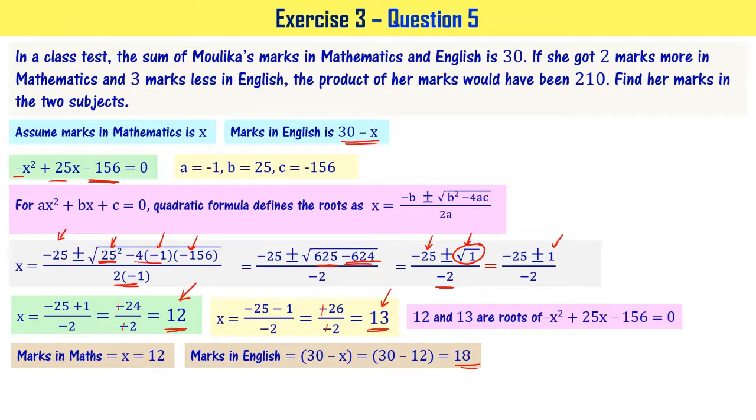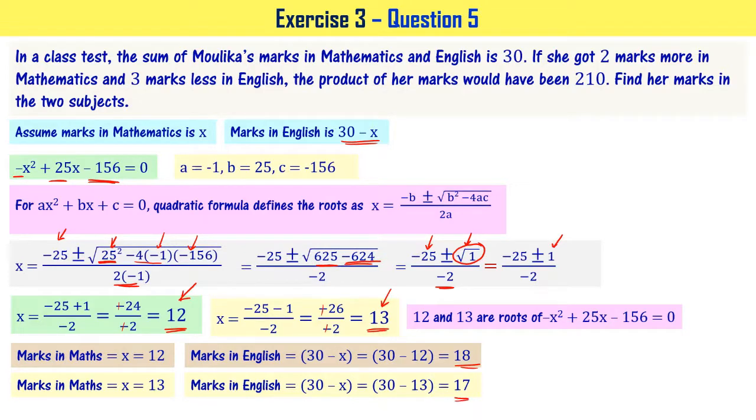In earlier cases, sometimes we were getting minus signs for marks and things like that. That's why we were not having any issue. But here, you got both the numbers as positive numbers, right? I can say that marks in maths is going to be x equal to 13 also. In that case, English marks is going to be 30 minus 13, that is equal to 17. So you have two solutions for this. One is 12 and 18, other is 13 and 17, right?